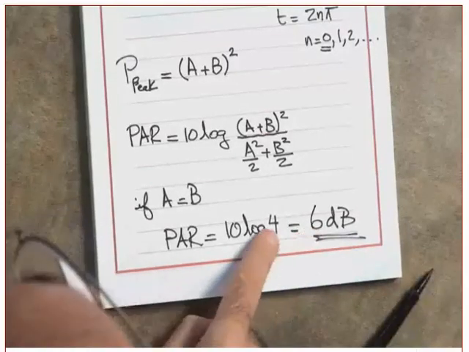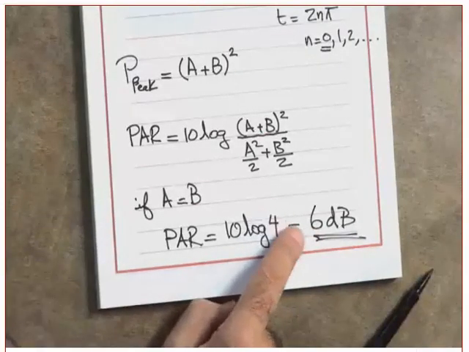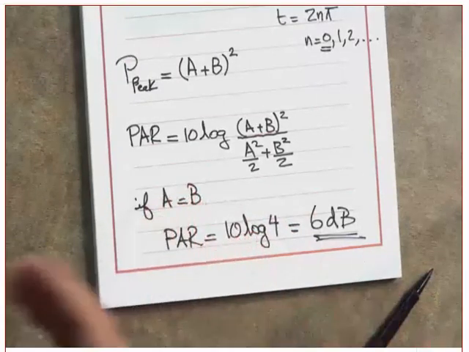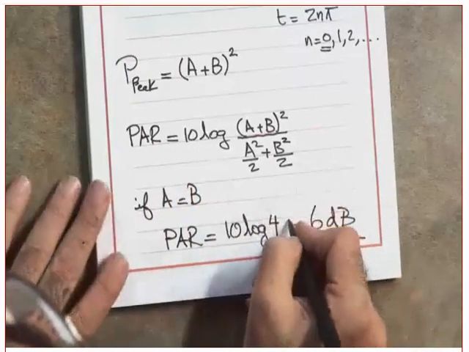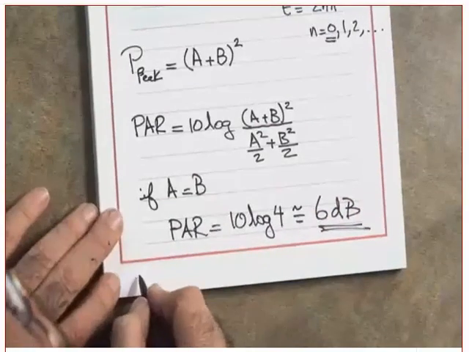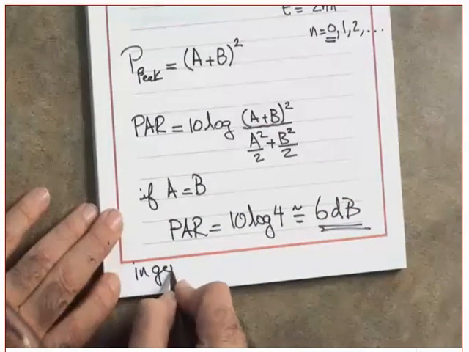Did I make a mistake? Log 4 is 2 square, so that's 20 log 2. Log 2 is 0.3. 20 times that is around 6 dB. Clear? Okay.